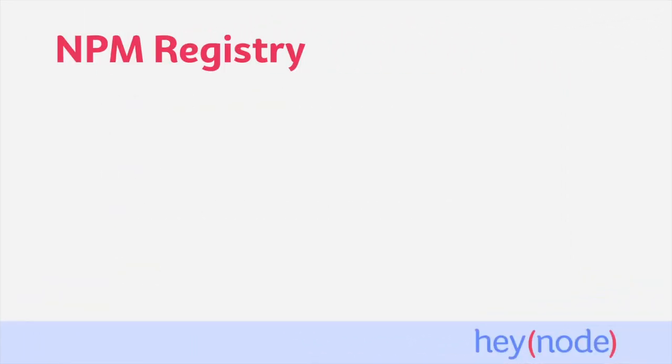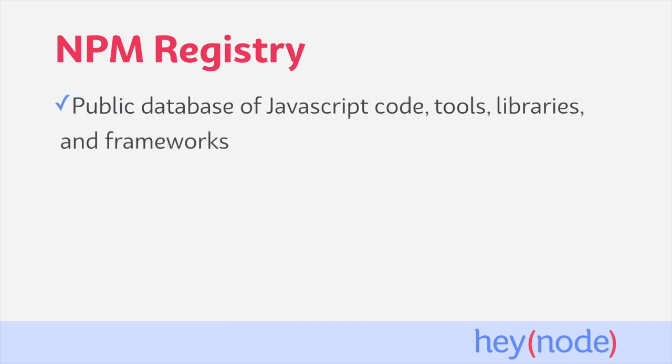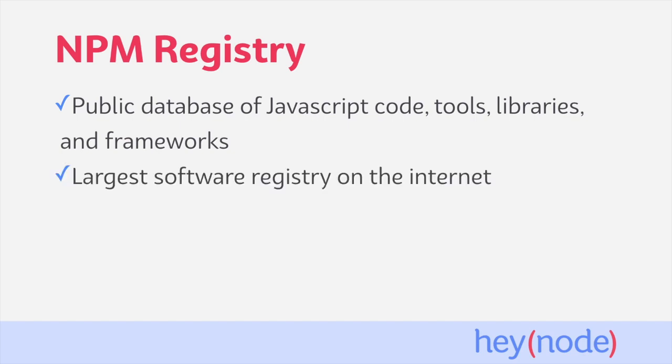Moving on, let's talk about the npm registry. The npm registry is one of the most important parts of the npm ecosystem. The npm software registry is a public database of JavaScript code, tools, libraries, and frameworks which are available to download and use in your applications. The registry allows you to search for and download packages to use in your applications. The npm registry is the largest public registry of software on the internet, with currently almost 1 million packages available online. Anyone can freely distribute their JavaScript modules by publishing them as packages to npm.